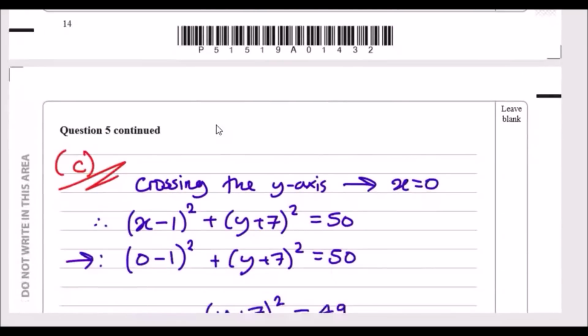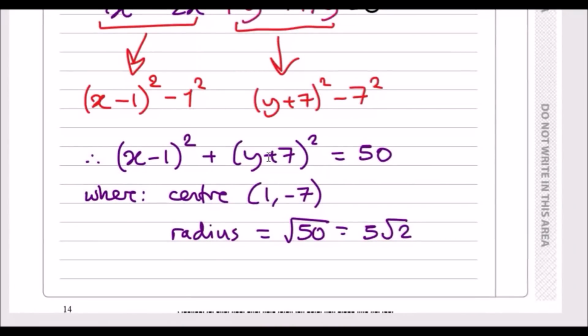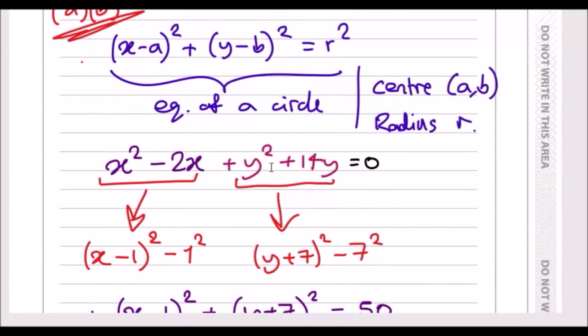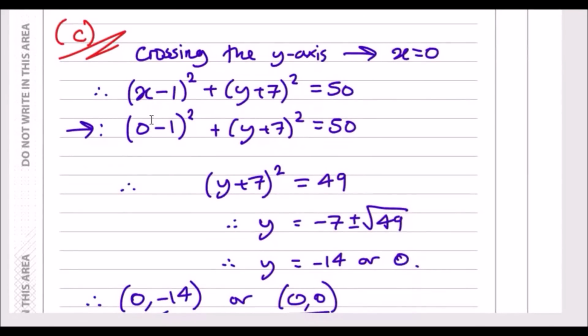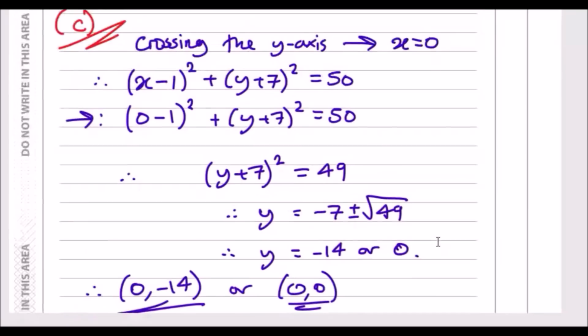So what I did in part C, I just said crossing the y-axis implies x is 0. Then all you do is just plug in the value x equals 0 into the circle equation. So replace x with 0 in this, or even this one here. Both is fine. Actually, this would have been better. Solving it, you should get, you know, just do your standard maths. Solving it, I used the circle equation formula. Square root this value. Minus 7, you should get either y equals minus 14 or 0. So the coordinates would be 0, negative 14, or 0, 0.